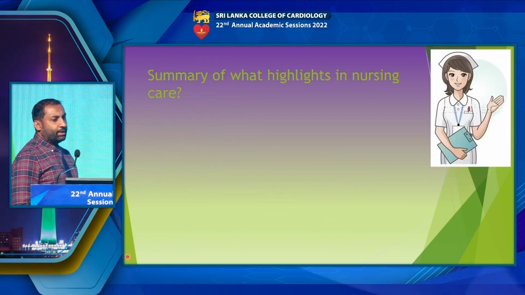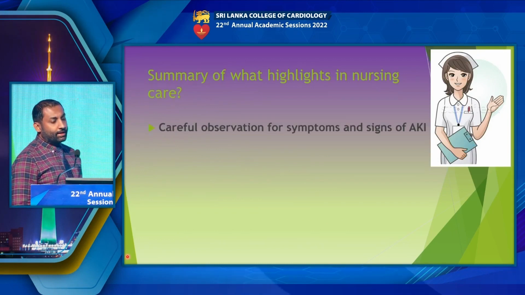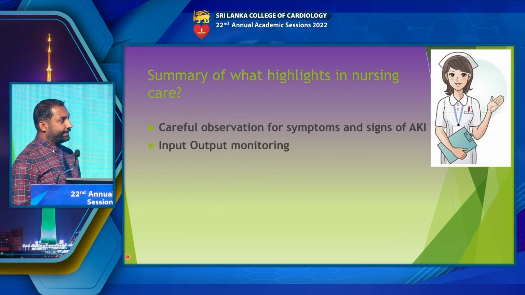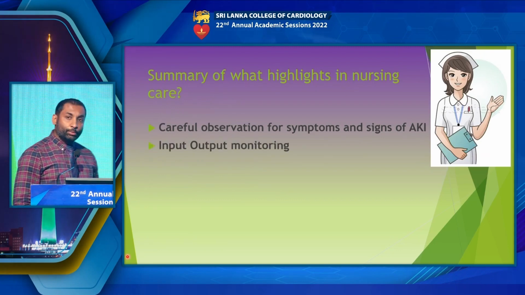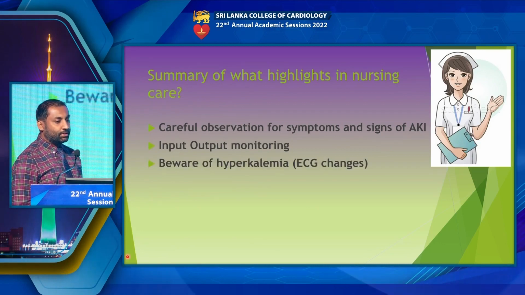So as a summary, what are the things to be highlighted in nursing care? As in liver failure, careful observation of symptoms and signs of acute kidney injury is very important to identify these patients who are at risk at an early stage. Input-output monitoring should be strict and done in a very comprehensive manner, because then we can identify at which point the patient is heading into acute kidney injury.